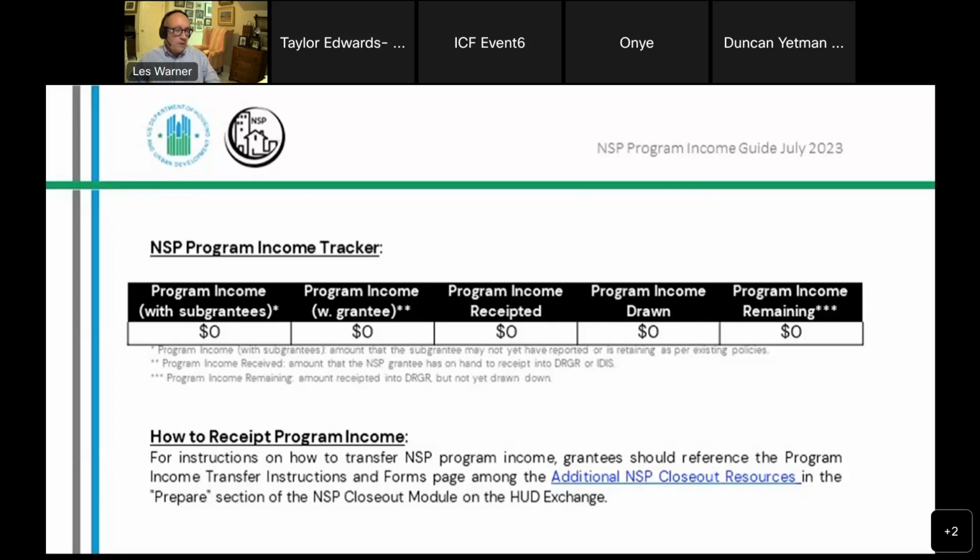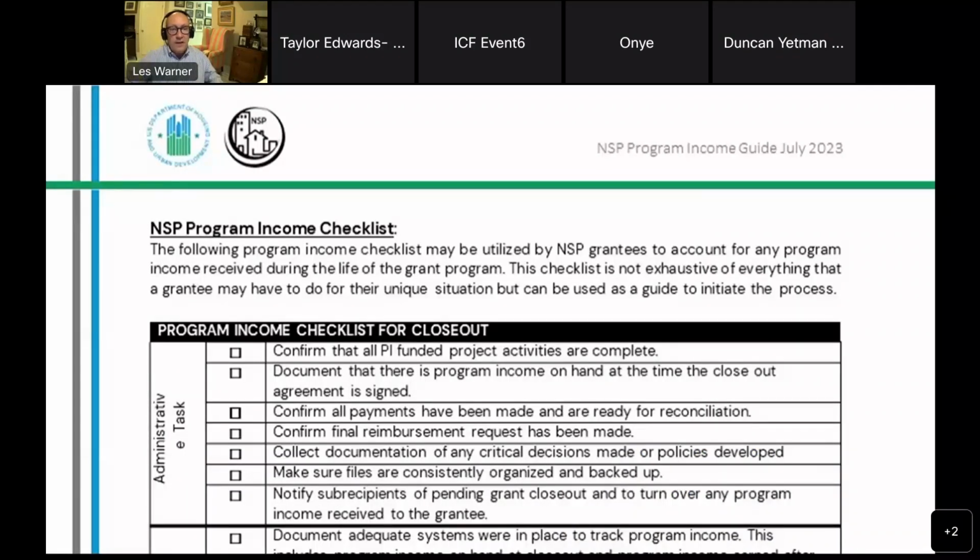This is part of determining if we're going to ramp up our program, if we're going to work on spending down just program income, if we're thinking about transferring our NSP program income to the CDBG program. We need to know what those numbers are to be able to go through that process and develop a strategy for that. This guide also includes an NSP program income checklist.